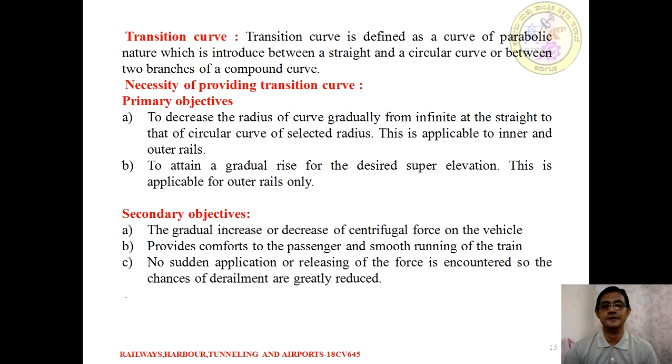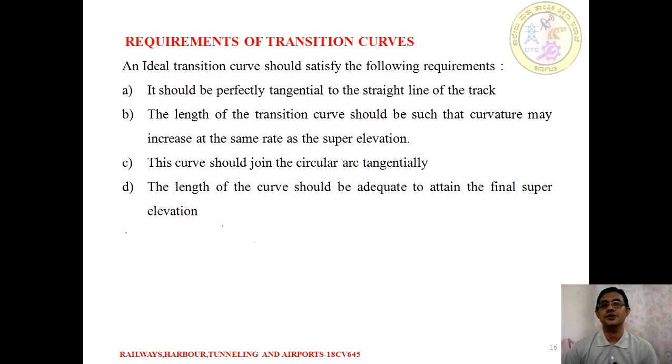As we said, the transition curve plays a vital role in providing a safe and comfortable journey without jerks. So we have some requirements. An ideal transition curve has the following requirements. First, it should preferably be tangential to the straight line of the track. It should always be tangential with respect to the straight line of the track.